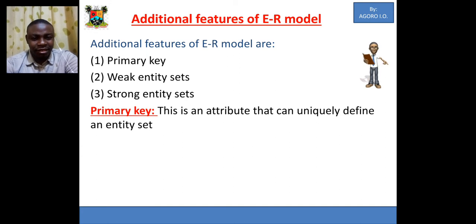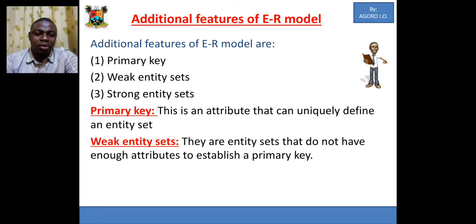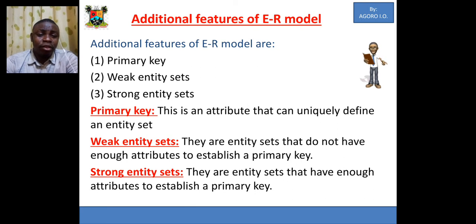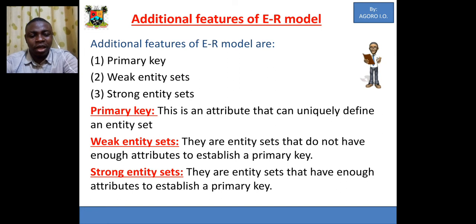What do you understand by weak entity set? They are entity sets that do not have enough attributes to establish a primary key. What do you understand by strong entity set? They are entity sets that have enough attributes to establish a primary key. So when you look at the two, you will notice that one does not have enough attributes to establish a primary key, while the other one has enough attributes to establish a primary key.